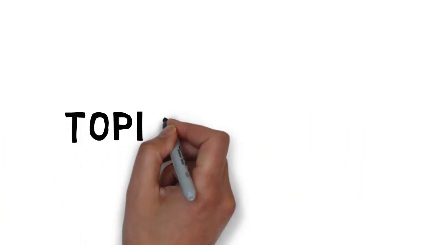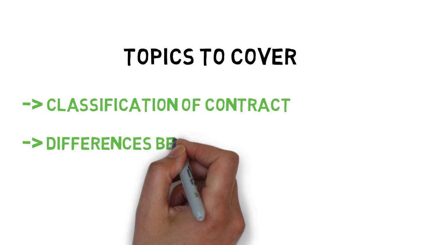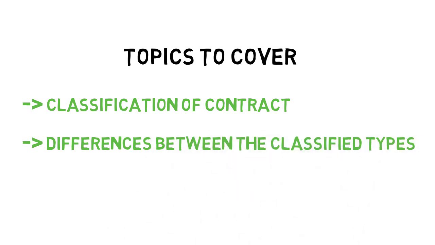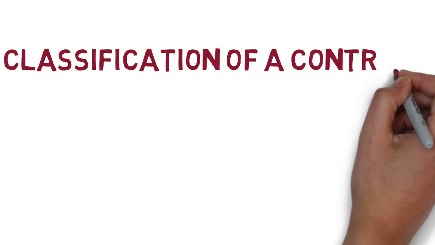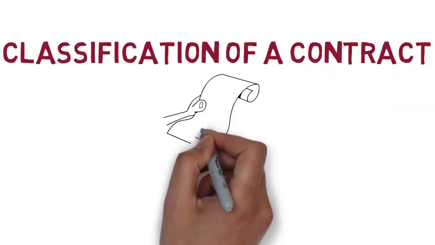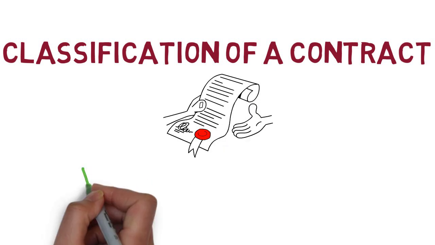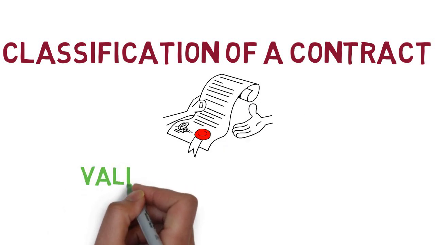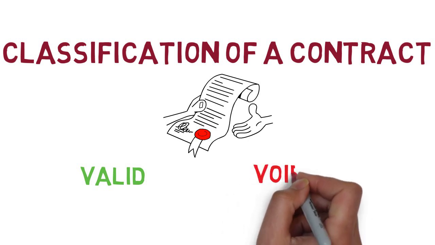The topics which we are going to cover in this video are classification of the contract and the differences between the classified types. So let's proceed with the first part, the classification of a contract. According to the validity, the contract is generally classified into two types. The one is the valid contract and the second is the void contract.